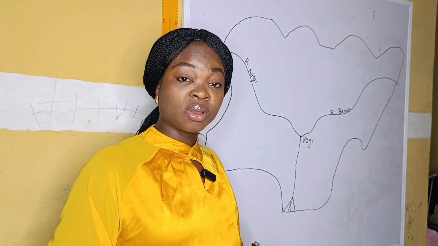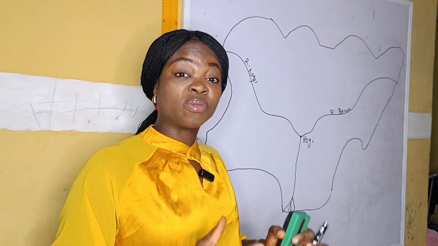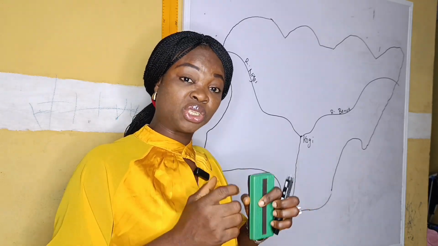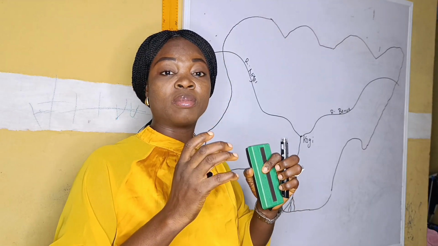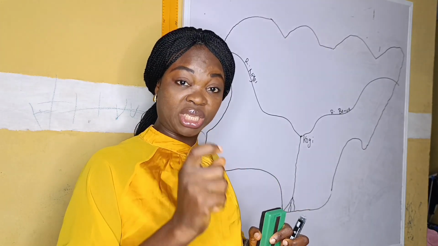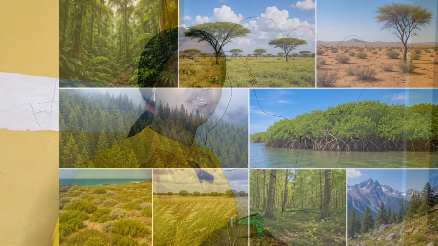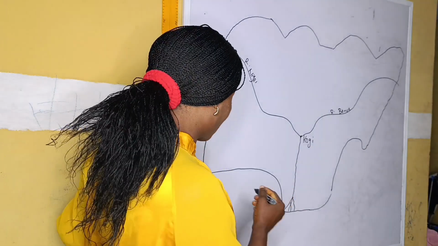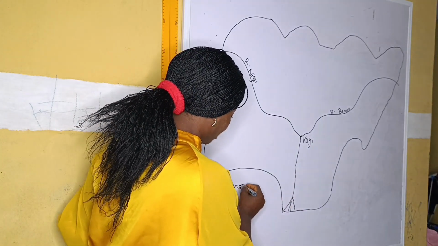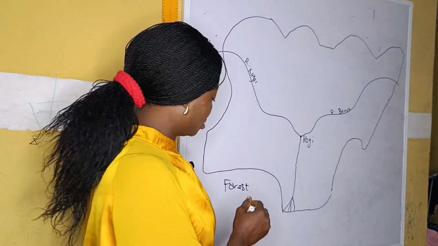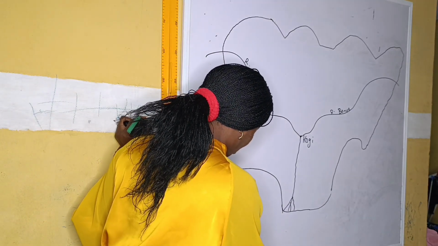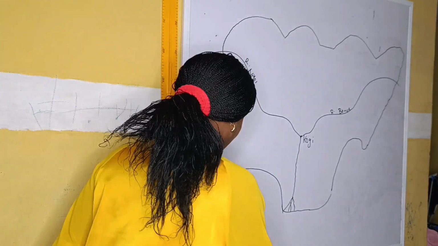What is vegetation? Vegetation is a collection of different plants found in a place, while a vegetation belt is a particular kind of vegetation that is found in a place. Now, Nigeria is divided into three major vegetation belts, and they are forest, savanna, and montane.